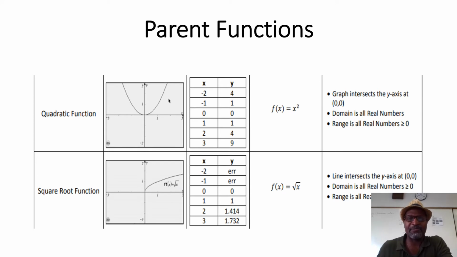Here are graphs of your parent functions. In Algebra 1, you talked about quadratic functions, and you should be familiar with this one. Notice its attributes: it intersects the y-axis at (0, 0). Its domain is all real numbers. That means it continues to the left forever and to the right forever. But if you look at the range, it doesn't continue forever. It has a lowest point, which is 0 on the y-axis, and then it goes up from there. So the range is all real numbers greater than or equal to 0.